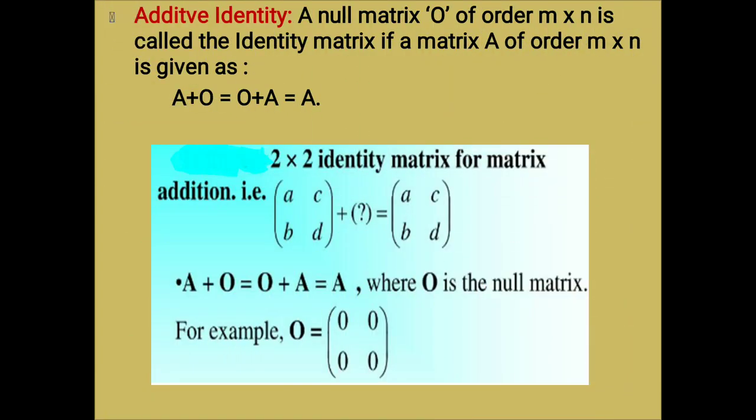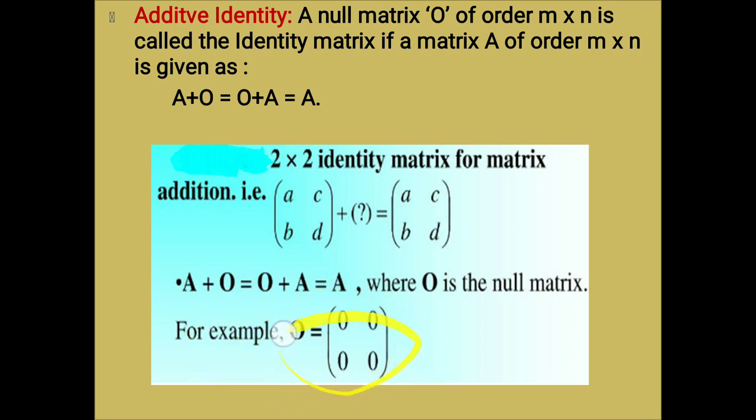Next is additive identity. A null matrix O of order m cross n is called the identity matrix if a matrix A of order m cross n is given. It says that if there is a matrix A of some order, suppose m cross n, that is 2 cross 2, 2 cross 3, it doesn't matter, and there is O, that is a null matrix. Null means all the elements of the matrix will be 0, as given in the example.